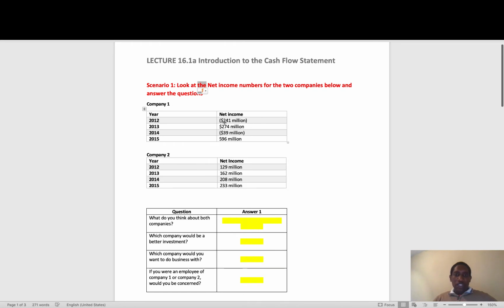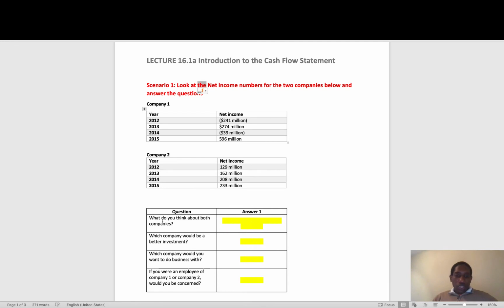This is in brackets, so this is a $241 million loss. This is a $274 million profit. Then you have a $39 million loss. Then you have a $596 million profit. And then Company 2, you've got $129 million, then $162 million, and then $208 million, and then $233 million, right?